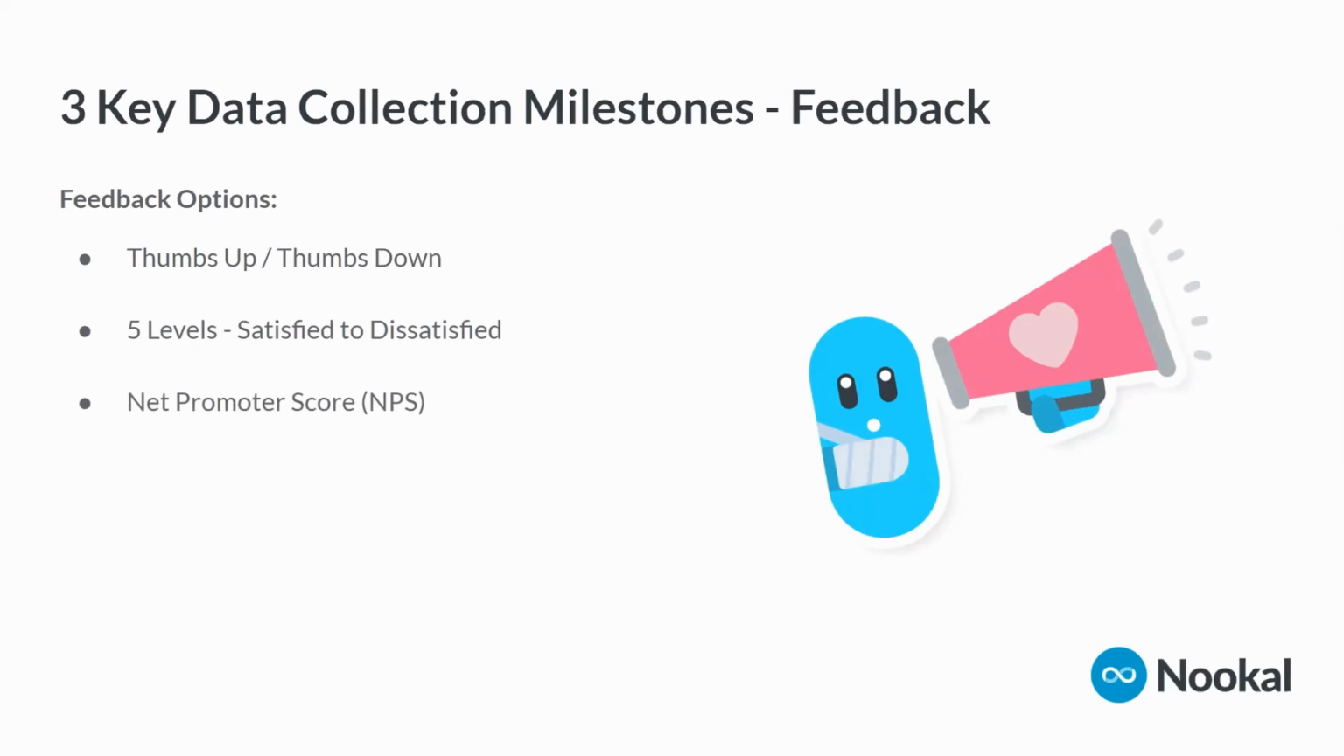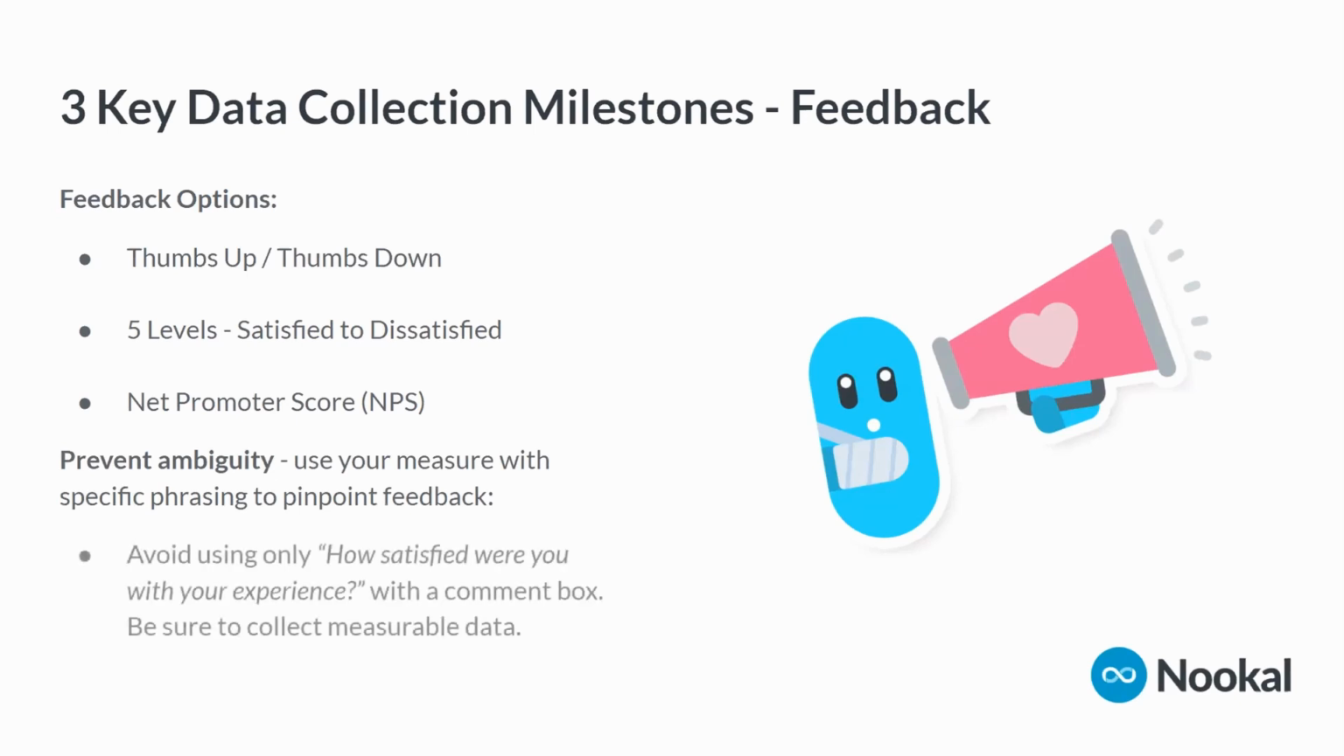So it really comes down to combining those options with a specific question or phrasing to ensure that there's no ambiguity when it comes to what they're giving feedback about. Asking a broad question like, how satisfied were you with your experience, followed by a comment box, sometimes captures too much information, which you need to dig into and collate the whys manually. When recording it objectively, it gives you the power to track trends over time.